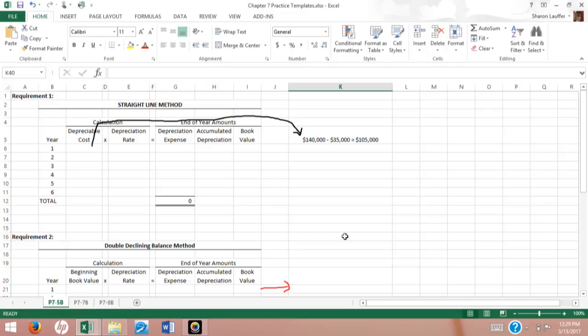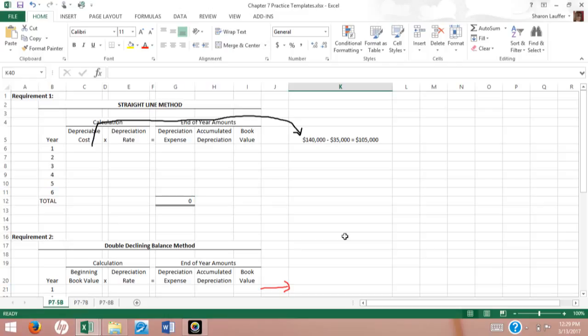So the instructions on P7-5B say that Cheetah Copy purchased a new copy machine. The new machine cost $140,000, including installation. The company estimates the equipment would have a residual value of $35,000. Cheetah Copy also estimates it will use the machine for 4 years or about 8,000 total hours.